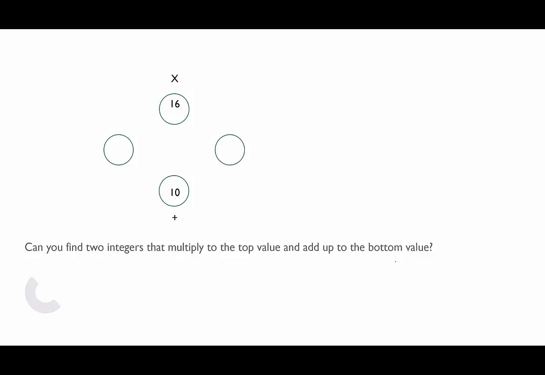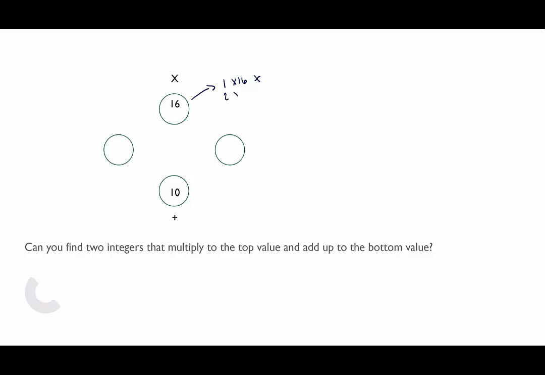In our first example, can you find two integers that multiply to 16 and add up to 10? When we do this, we usually want to start with the integers that multiply to the given number, because there are far fewer integers that are going to multiply and make 16 than add up to 10. So 16, what multiplies and makes 16? Well, 1 times 16. But if we do 1 plus 16, we don't get 10. So we're going to rule out 1 times 16.